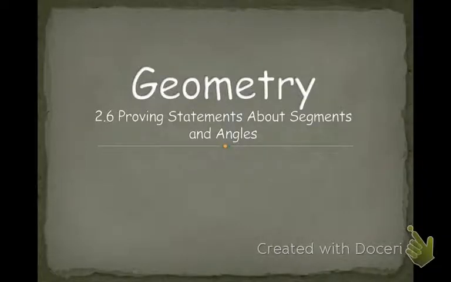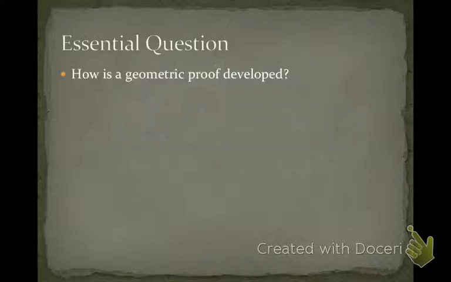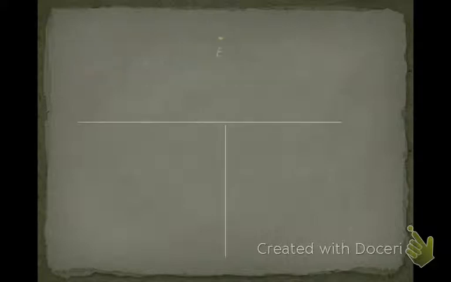This video continues the idea of proofs, and we're proving statements about segments and angles in this video. And our examples are going to answer the essential question, how is a geometric proof developed? We'll see not only will we apply some definitions, postulates, and statements that we've come to see, but we'll also use the structure of a proof in our examples to develop these.